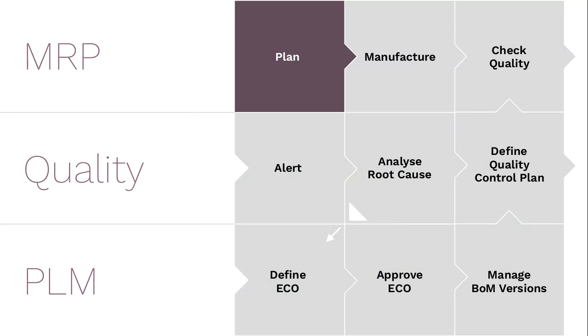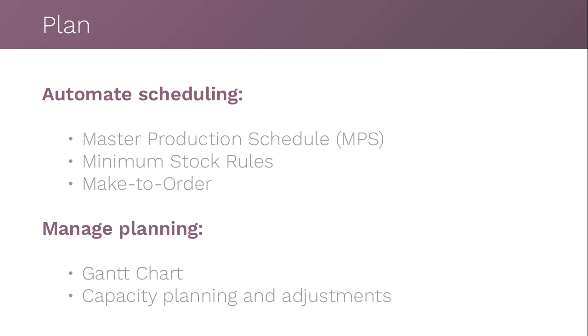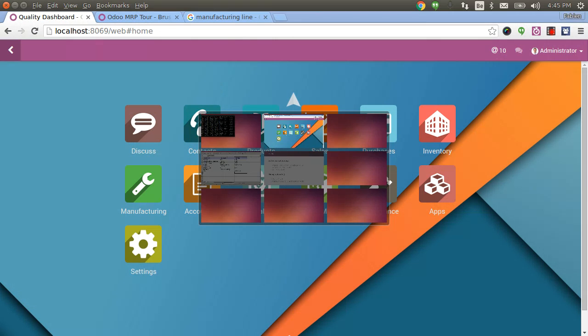Let's start with the manufacturing planning. There are three ways to manage the planning in Odoo to automate the manufacturing of different products, and you can use it for purchasing too. One is the master production schedule, MPS. One is the minimum stock rule, and the other one is make to order. Minimum stock rule and make to order already exist in Odoo today. What we have added for the new version is the master production schedule. The master production schedule, minimum stock rule, and make to order will trigger manufacturing orders based on customer demand. Then we will manage the planning of those manufacturing orders with a Gantt chart and capacity planning and adjustment. So let's start with that.